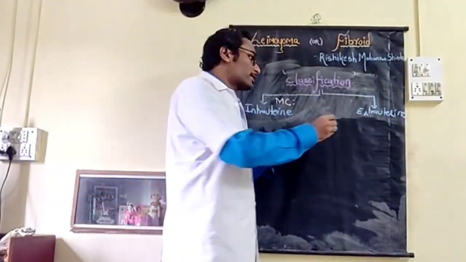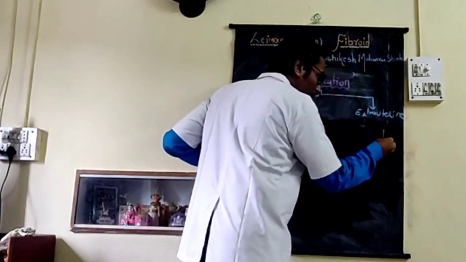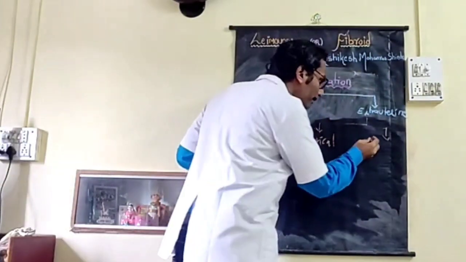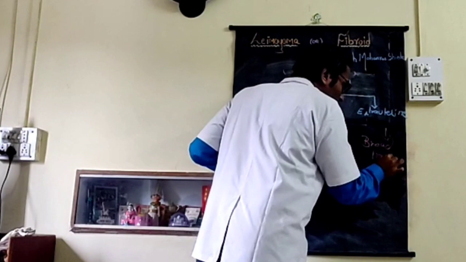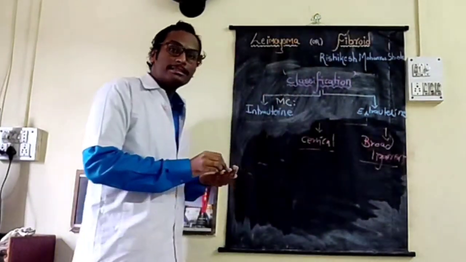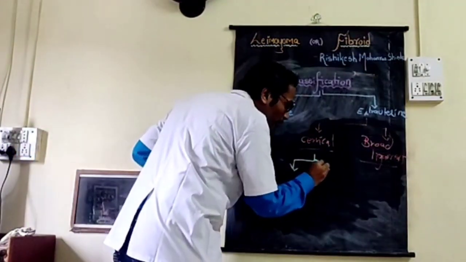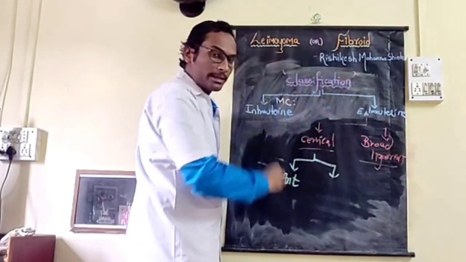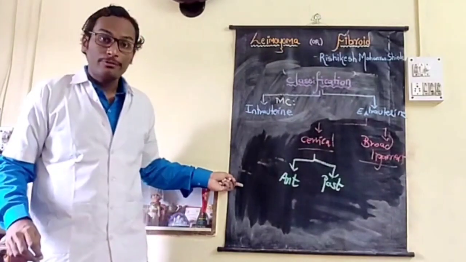Now we completed the intrauterine fibroids. We will talk about the extrauterine ones. These are divided into two types again: the cervical extrauterine fibroid and the broad ligament fibroid. Now these cervical extrauterine fibroids are again divided into two types: anterior cervical extrauterine fibroid and posterior cervical extrauterine fibroid.